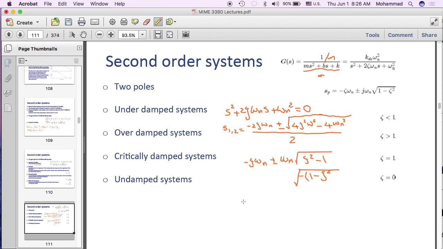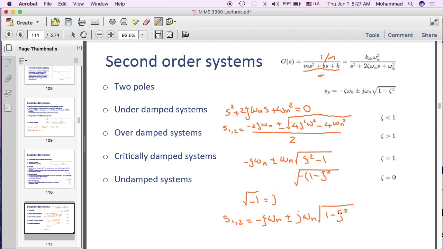Now, what is the square root of negative 1? I or j, both are used. So we are going to use j here. So it's equal to j. So basically this tells you that s1 and 2, the two roots of the denominator of this transfer function, are going to be minus zeta omega n plus or minus j omega n square root of 1 minus zeta squared. So we took the negative 1 out.